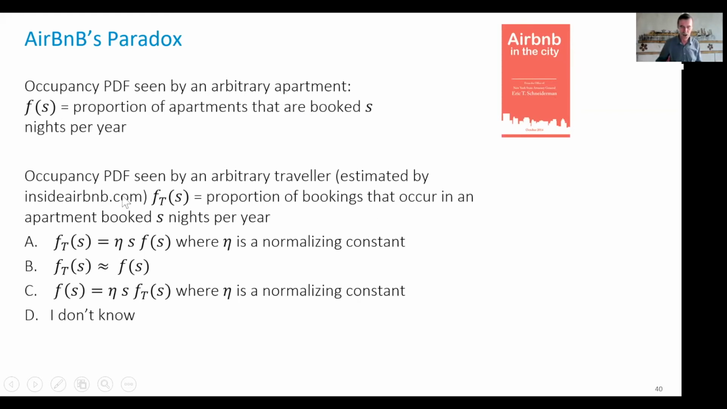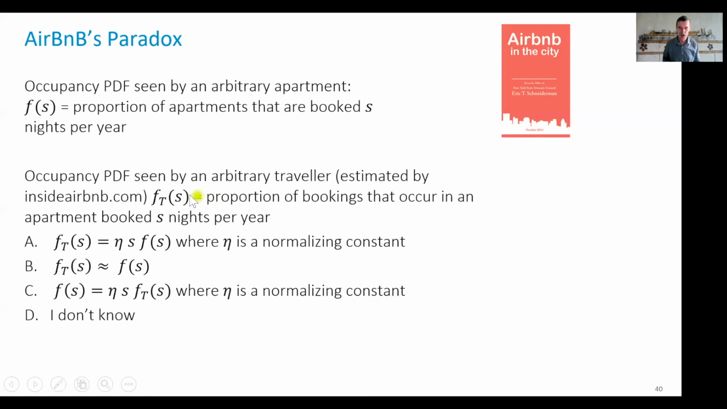Now, Inside Airbnb.com does a different thing. They ask travelers, or people interested in this website, whenever they did a booking, to go to the website and give the information: how many nights did you spend in this apartment? So it gives us a different proportion.